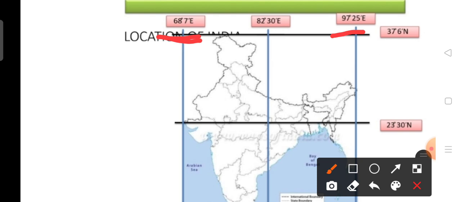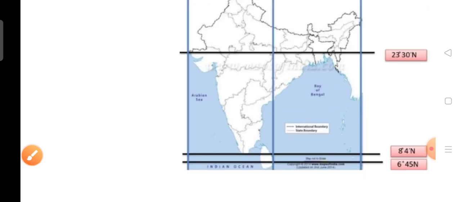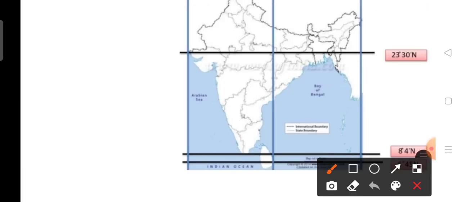The northernmost latitude which is passing through India, that is from Jammu and Kashmir, is 37 degree 6 minutes north, and the southernmost latitude which is passing through India is 8 degree 4 minutes north, as you are seeing in the figure.